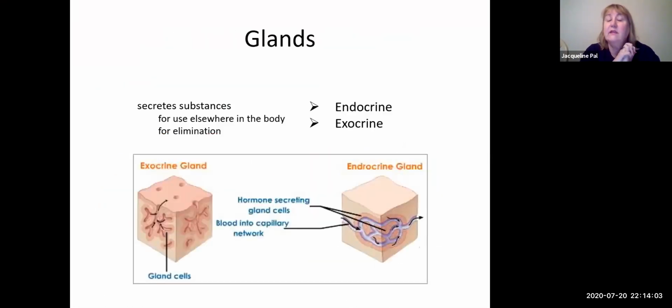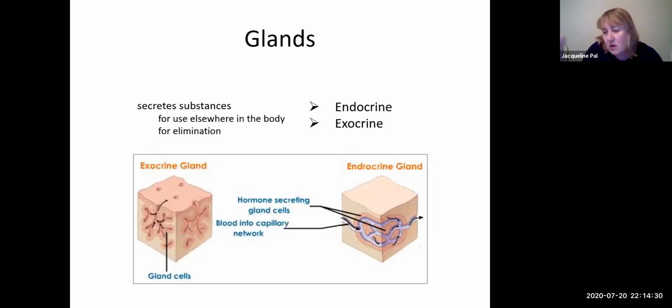Welcome back. In this lecture, we are going to learn about glands. This is a very short topic. We're going to cover some of it when we learn about the integumentary system, and then come back and learn a lot more about it when we do the endocrine system. So basically what a gland is, these are groups of cells in your body that secrete substances.